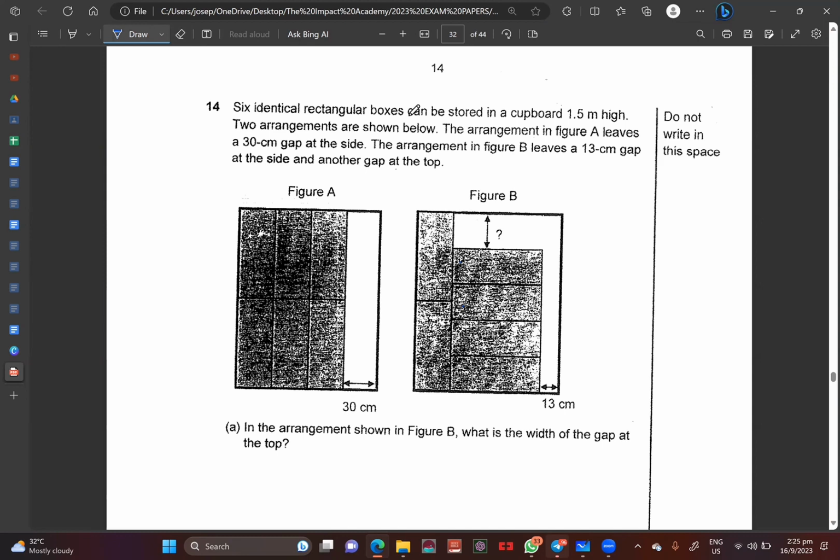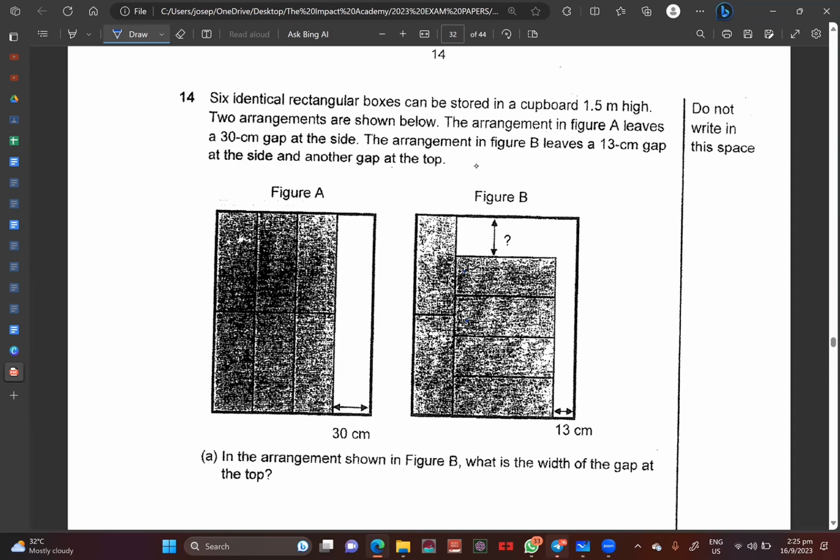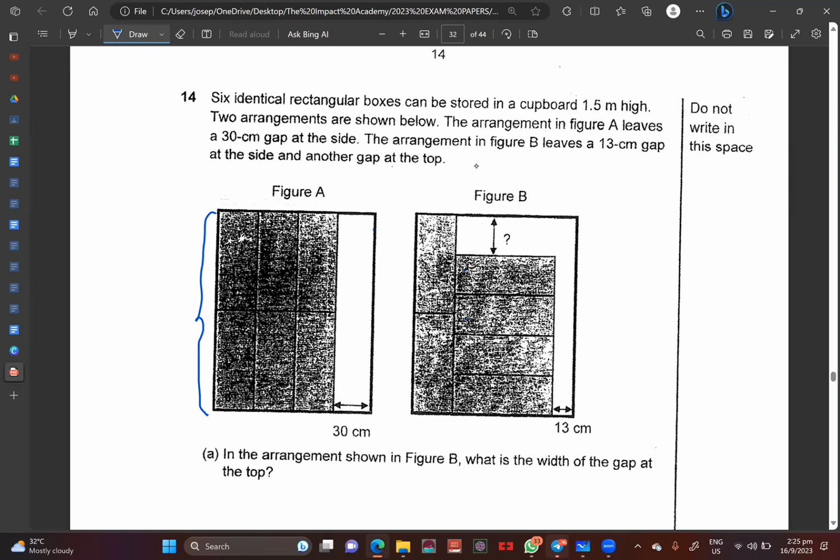Now, 6 identical rectangular boxes can be stored in a cupboard 1.5 meters high. Immediately note that this is 1.5. Do you understand what I'm saying? All right. Now, if I know that this is 1.5, isn't it true that whatever that is over here is 0.75? 0.75. Correct or not? Or maybe, in fact, I can just remove this. Okay, I can just remind myself that this is the length, this is the length. All right. Do you agree that these are all the length? Yes.